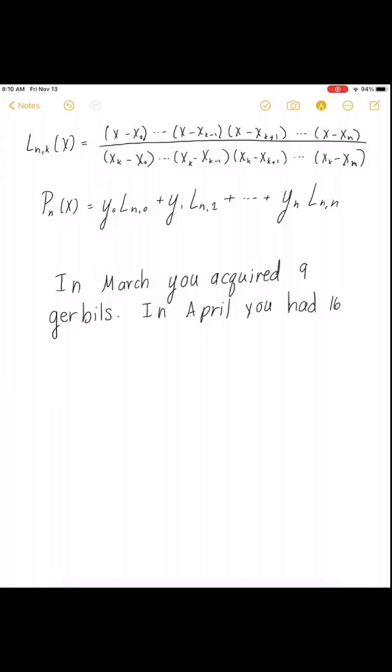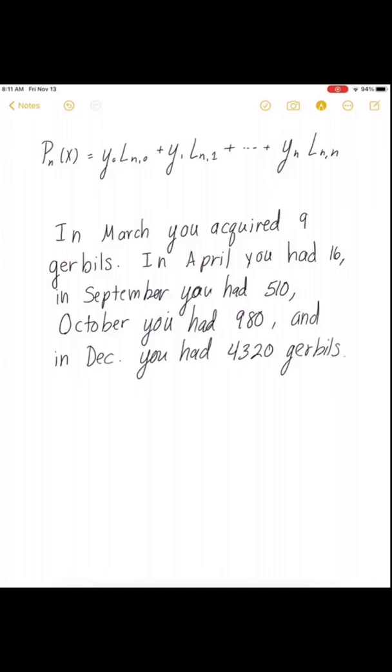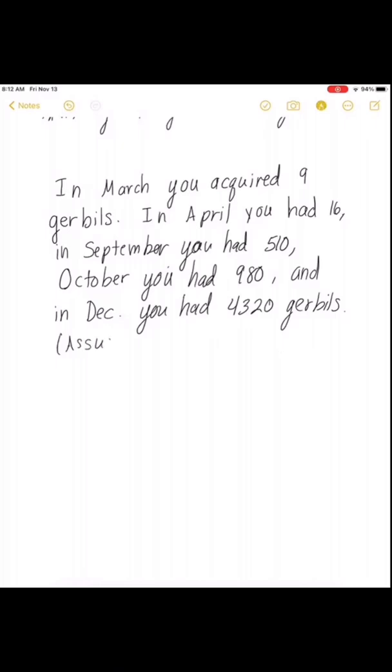I don't know if they reproduce this fast. No, they don't. In September, you had 510 gerbils. October, you had 980. And December, you had 4,320 gerbils. So basically everyone's getting a gerbil for Christmas. So we're going to assume you counted on the first of the month.